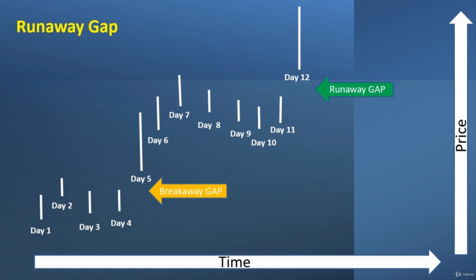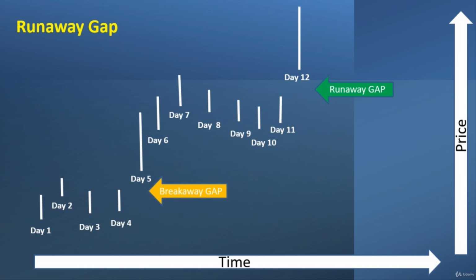Then there's a little sideways movement, and then we have a gap between days 11 and 12, and that would be a runaway gap. You can see it's continuing more of that previous trend. So that's why it wouldn't necessarily be a true breakaway gap. It's really continuing the trend, and that's what makes it a runaway gap, a real strong indicator of the continuation of that trend.